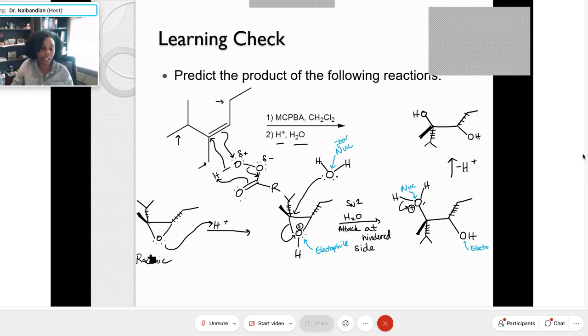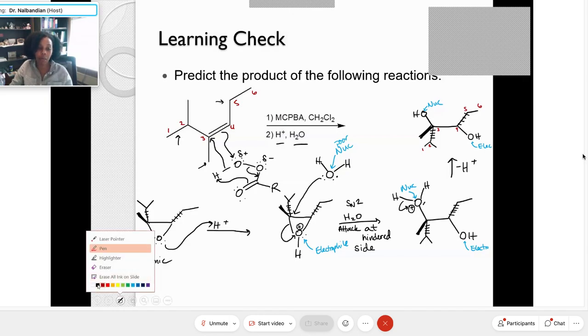So what happened here? Well, looking at this, if we number this, we said this is our nucleophile, this was our electrophile originally. That's how they came in. Our nucleophile came in, our electrophile came in. If we number this, we'll go 1, 2, 3, 4, 5, 6. We're adding these oxygens to carbons 3 and 4. We added our electrophile to carbon 4. We added our nucleophile to carbon 3. Remember that this is a Markovnikov addition.